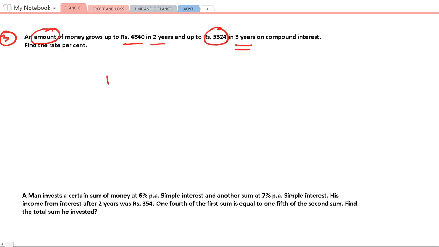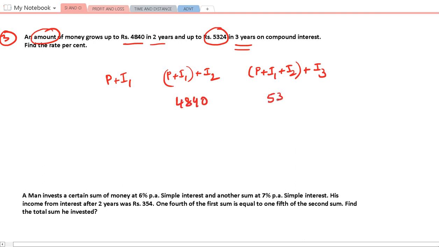That means in the first year the amount will be P plus the first year interest. In the second year this will become the amount and the second year interest will be added. And in the third year, in addition to this, the third year interest will be added. So in the second year it will become 4840, and here 5324. What do we have to find? You have to find the percentage rate of interest. That means from here to here, how much did it increase?